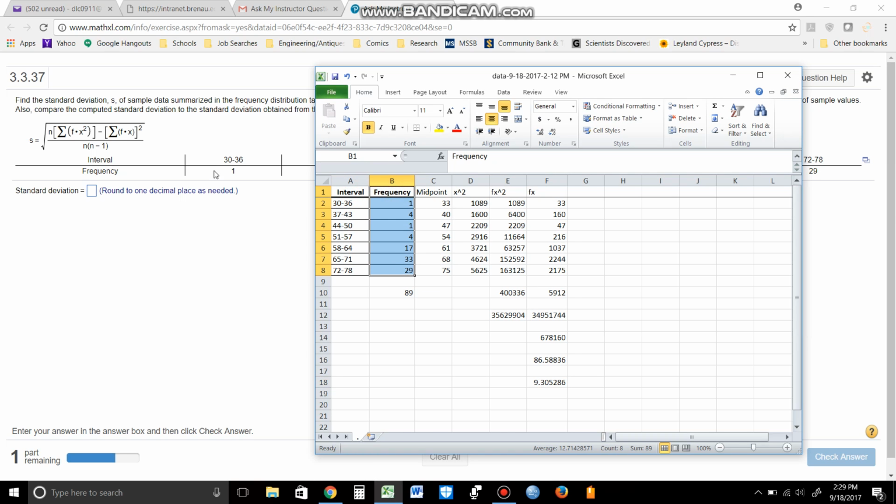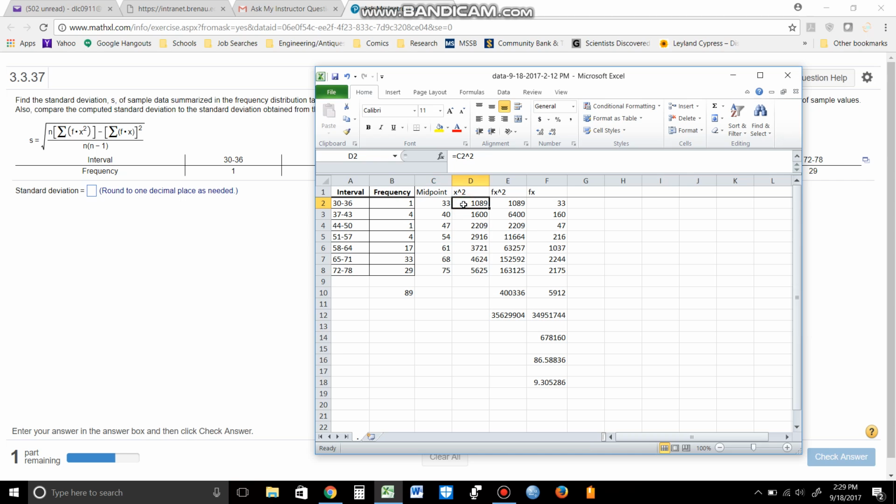So what I need to do is I need to actually create a tabular type of approach here to calculate all these different elements and then compute the standard deviation. The first thing I have to do is find the midpoint. The midpoint is just going to be the sum of the lower and upper intervals divided by 2. So for 30 to 36, the answer is 33, 40, 47, 54, 61, 68, and so on. So this is just, again, just the sum of the limits divided by 2 to get these midpoints.